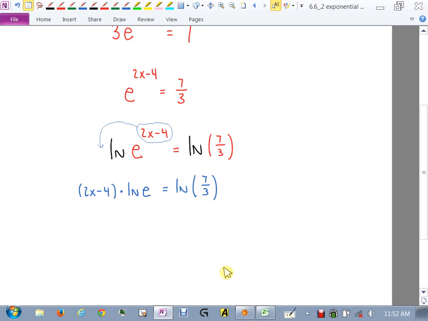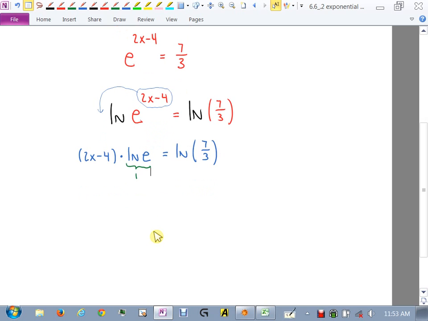Drum roll, please. Anybody know what natural log of e is? It's 1. Thank you. It was one of our properties of logs. Go back in your notes and look. Natural log of e is 1, just as log base 10 of 10 would be 1. So that gives us 2x minus 4 equals natural log of 7/3.